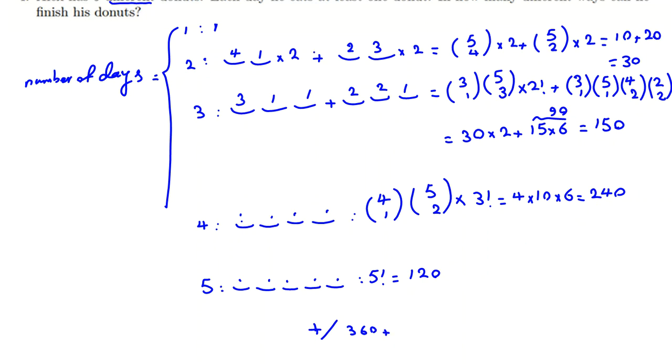150 plus 30, 180, 180 plus 1, 181. So if you add 1, 8 plus 6, 14, and we have 1, 1 plus 1, 2, 2 plus 3, 5. So the answer is 541.